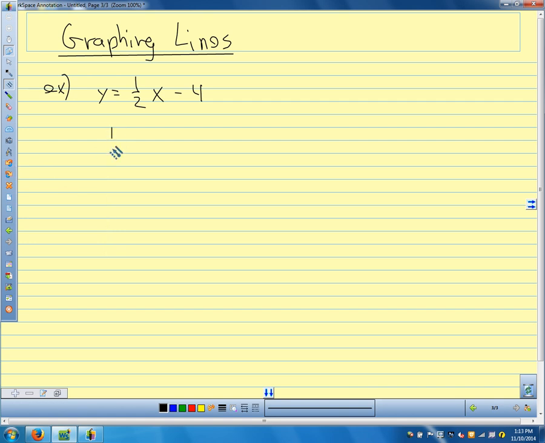Darn it, I can't get that one straight. Keep losing sideways. There we go. And there's another one. So you should be able to make nicer graphs because you have a nice grid. All right, where do we start this graph?